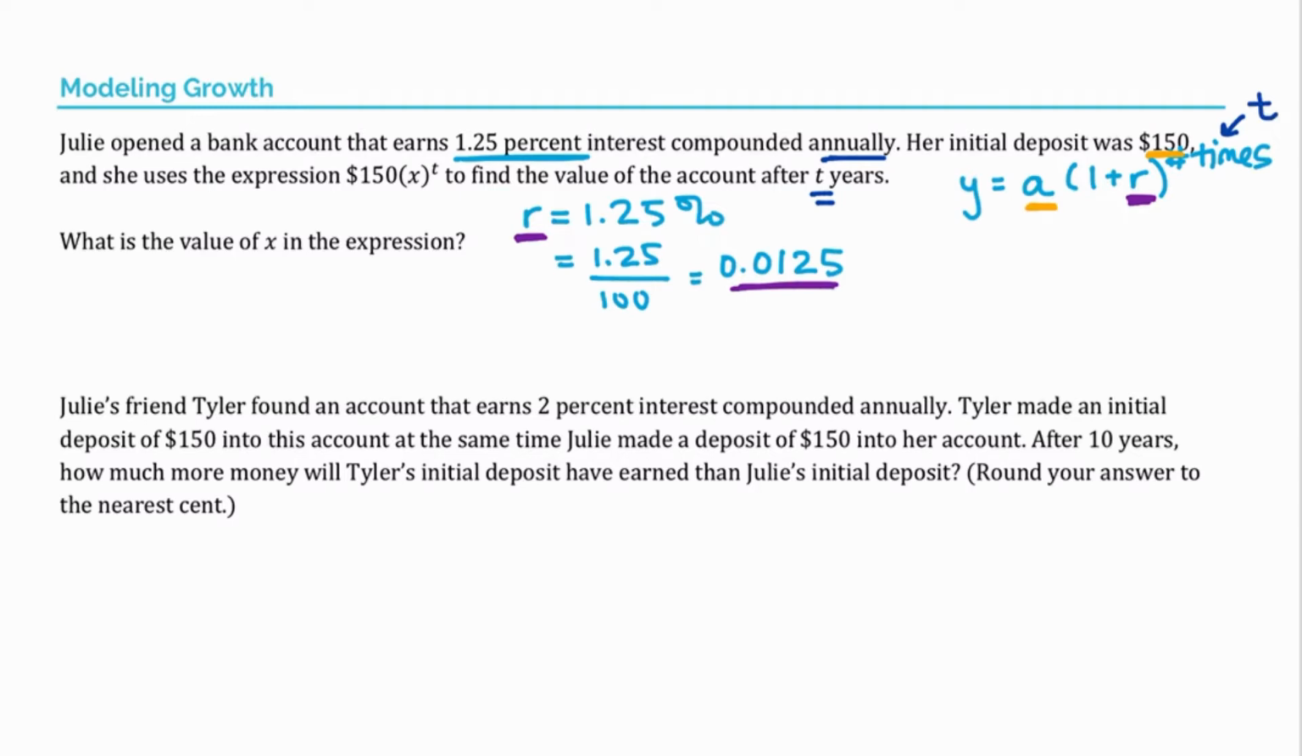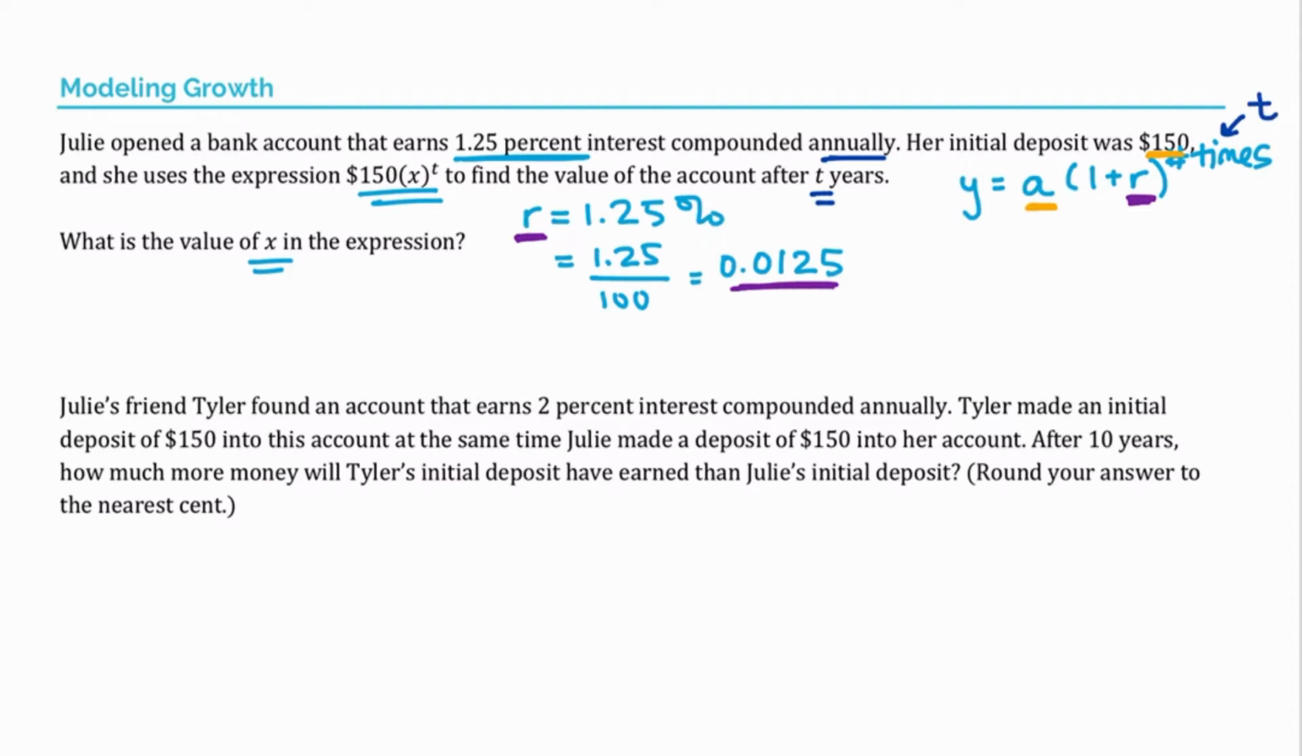And by the way, these questions are coming from a past SAT, right? That's why these are grid-in style questions. We don't have multiple choice to choose from. We actually have to solve something and then write in a number for our answer. So the question is asking us, in that expression that she uses, 150 times x to the power of t, what is the value of x in the expression?